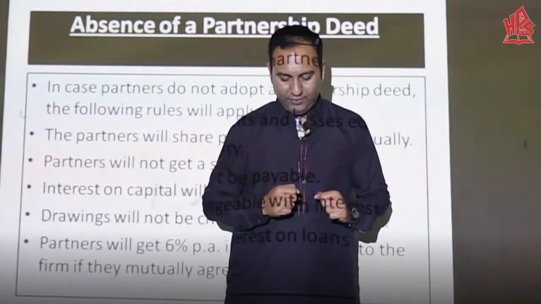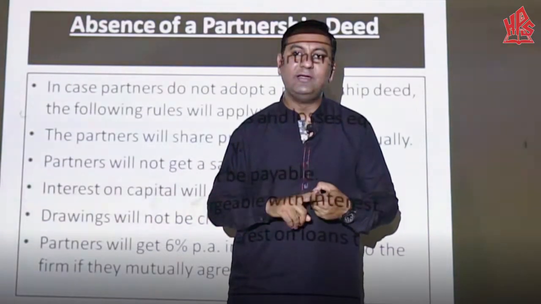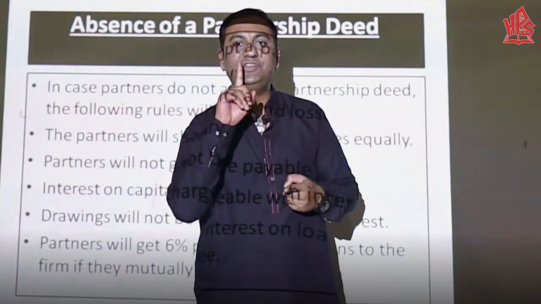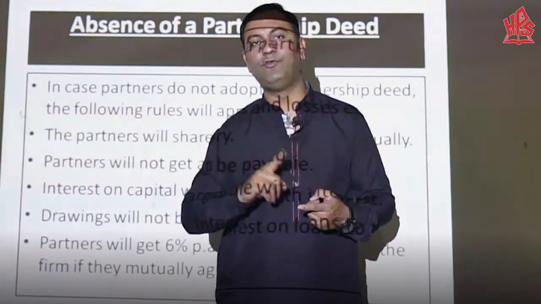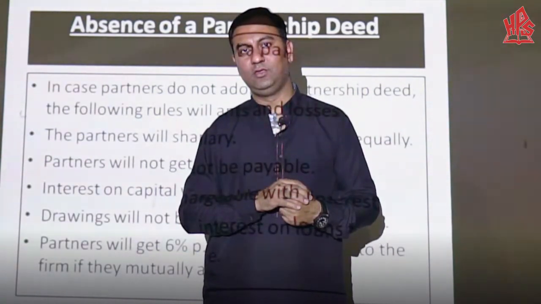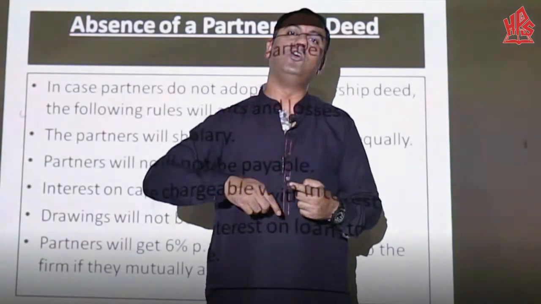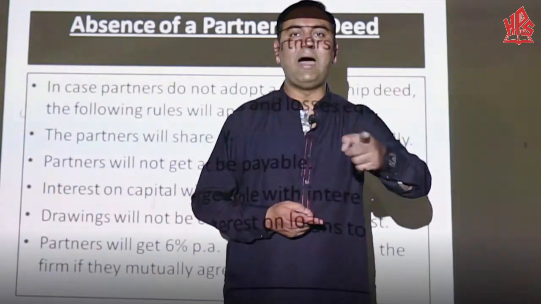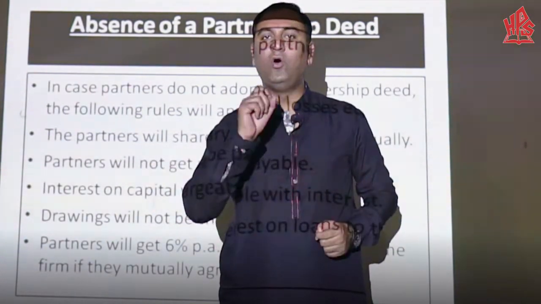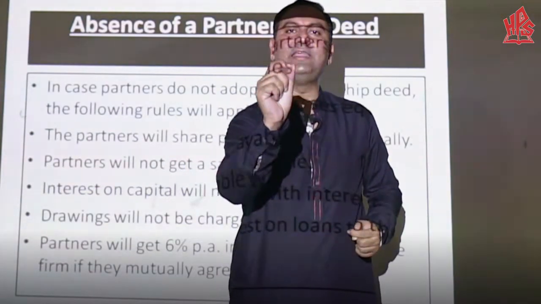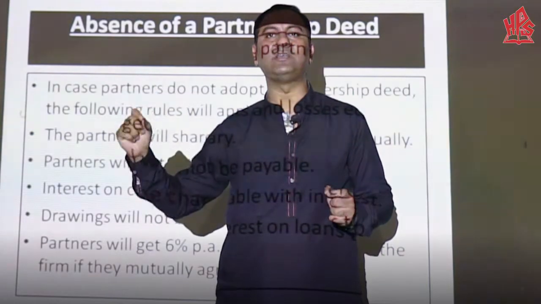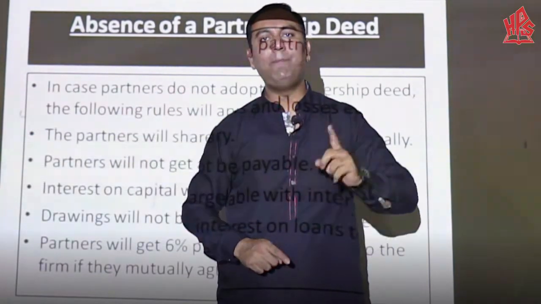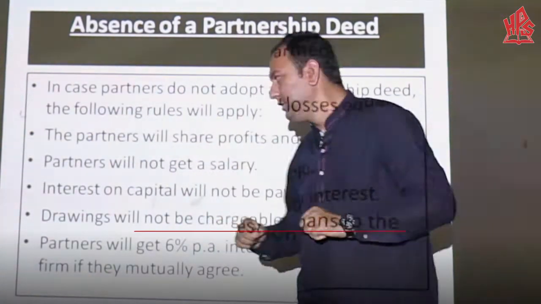Friends, we know that a loan from the partner is always treated as a liability, as a long-term liability for the partnership. An interest paid on a loan to the partner by the business is always considered as a finance cost and will become a part of profit and loss account instead of appropriation account.